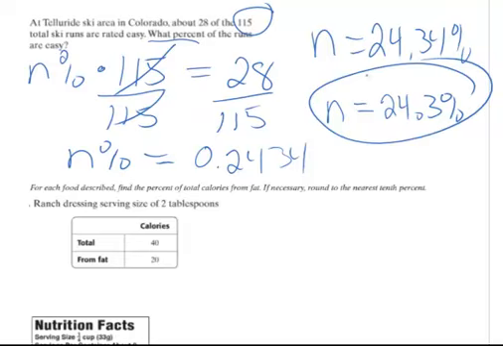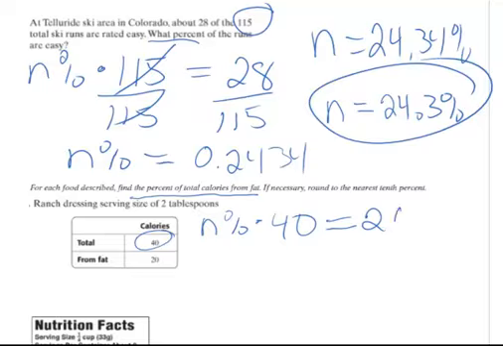All right. The next problem here says, for each food described, find the percent of total calories from fat. If necessary, round to the nearest tenth percent. So we're trying to find the percent. That's telling me what percent, and "percent of" means to multiply total calories. We have 40 total calories, and 20 of them are coming from fat.